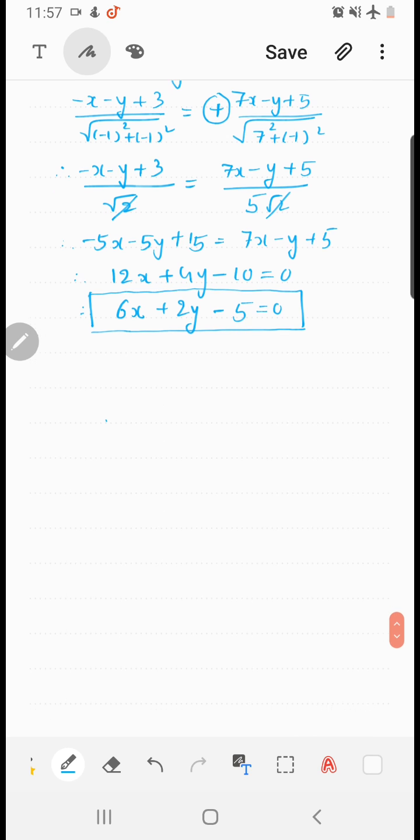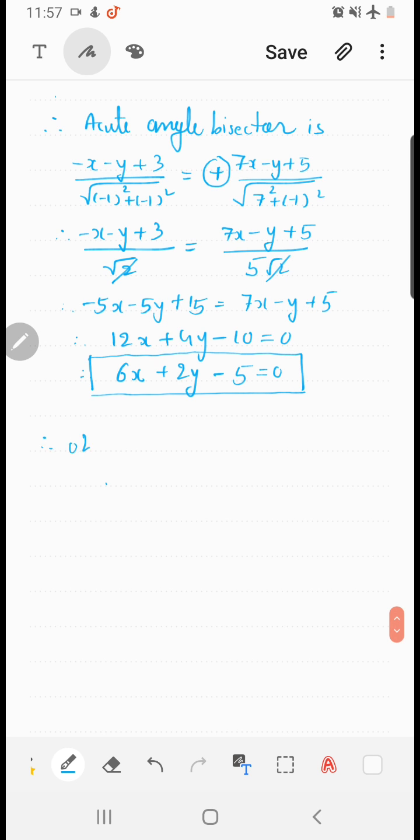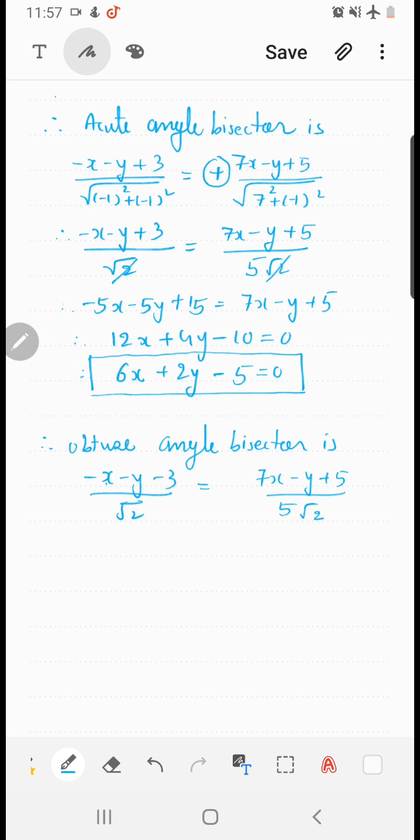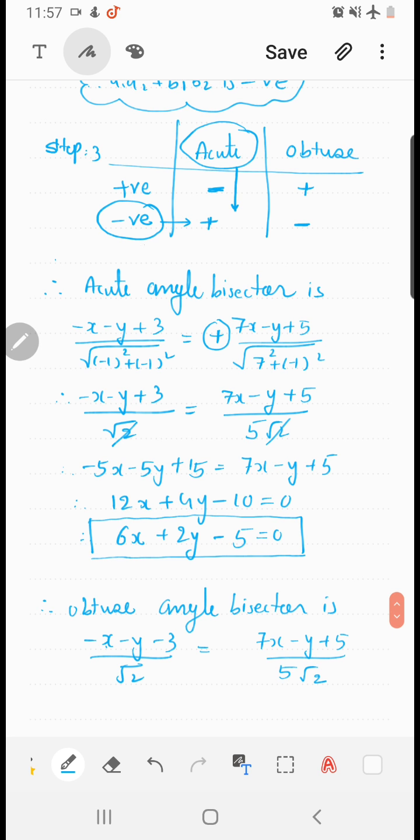Now since they want us to find the obtuse angle bisector in the same sum, let's say obtuse angle bisector. Now we use the same thing. Here the value would be (minus x minus y plus 3) upon root 2 is equal to (7x minus y plus 5) upon 5 root 2. Now if you just see here in the table, for the negative, for obtuse we use the negative sign. So we will be using the negative sign in the formula. And that is it.